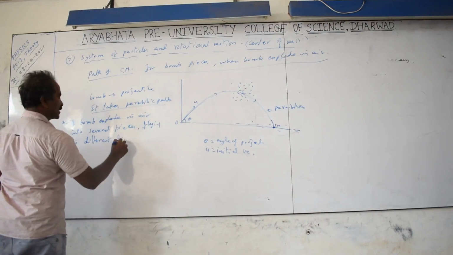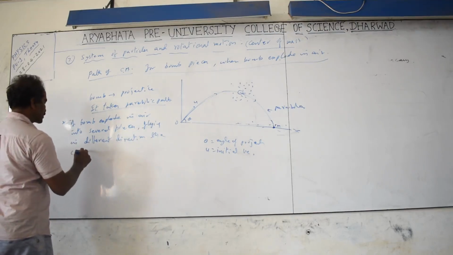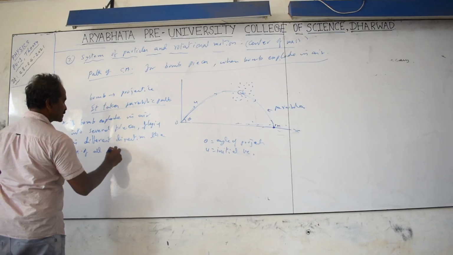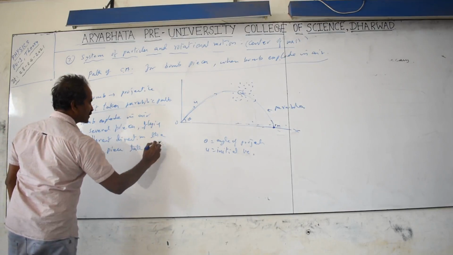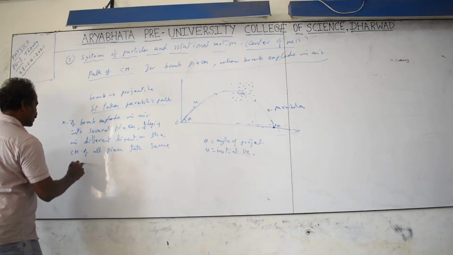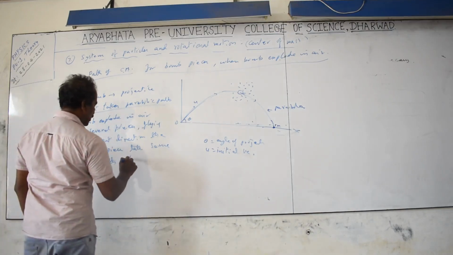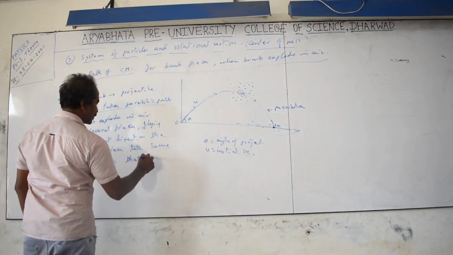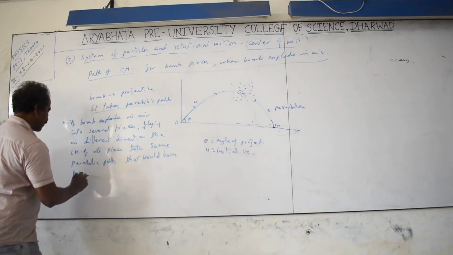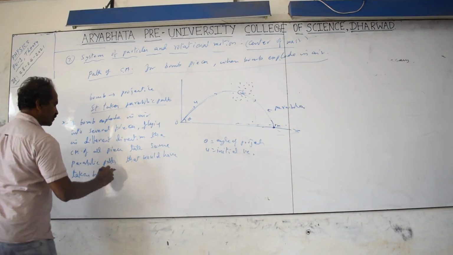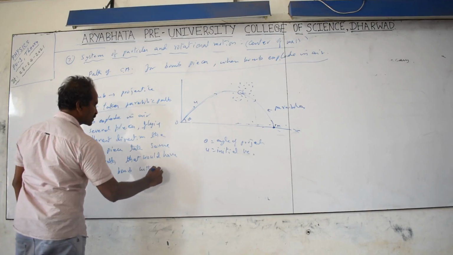Different directions. Then the center of mass of all pieces takes the same parabolic path that would have been taken by the bomb without explosion.